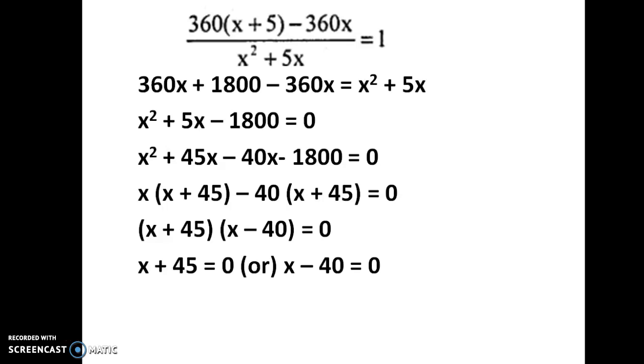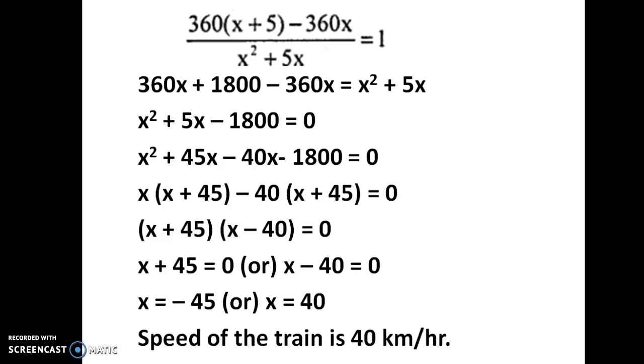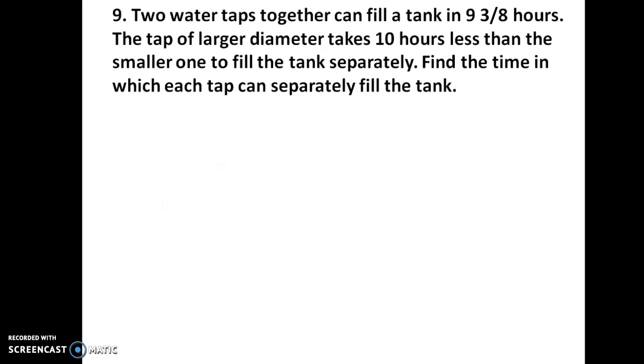So equate both to 0. So x is equal to minus 45 and x is equal to 40 I got. Okay. Speed of the train is 40 km per hour, because speed cannot be a negative number. So minus 45 is not possible. So speed of the train is 40 km per hour. That is the answer. The next problem.